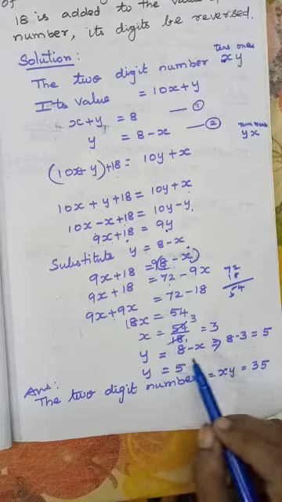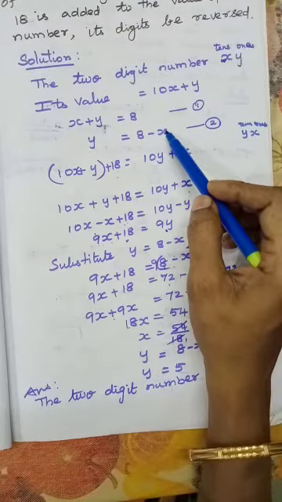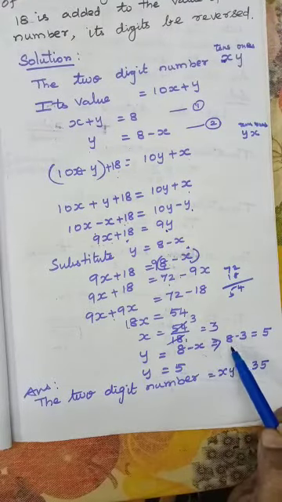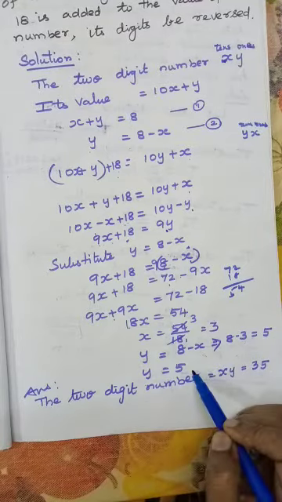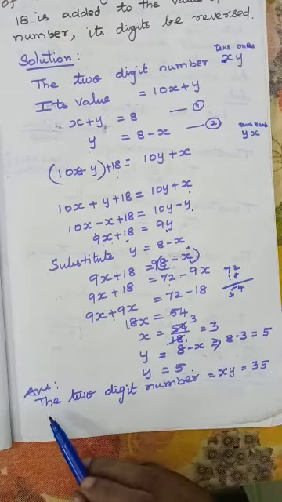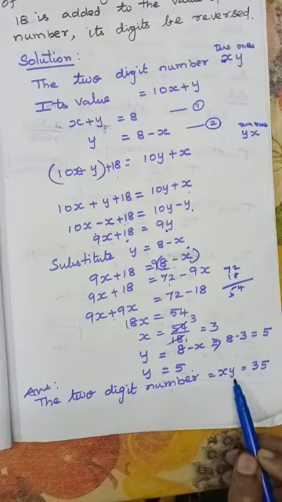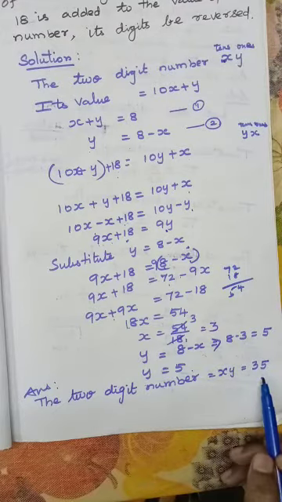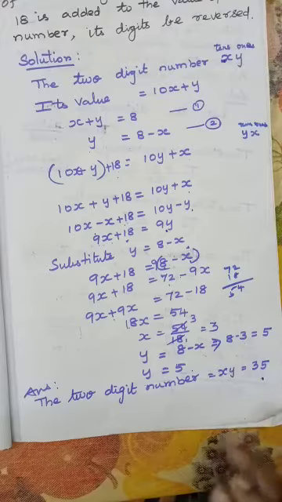So for the y value, you have to substitute the x value here and we will get the y value. So 8 minus x, that is 8 minus 3 is equal to 5. So the y value is 5. Now we have to write the 2-digit number. The 2-digit number is xy, isn't it? So x is 3 and y is 5. Now we got that 2-digit number as 35. Have you understood? Okay.